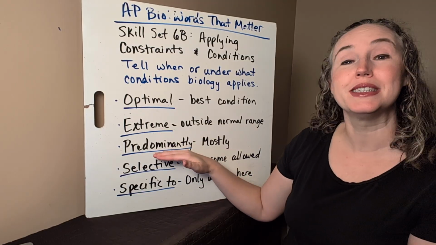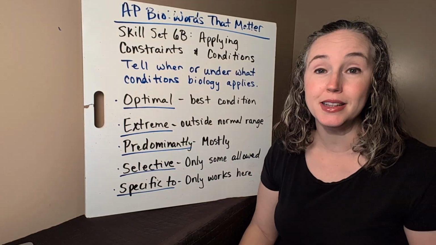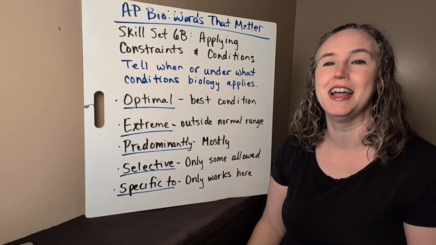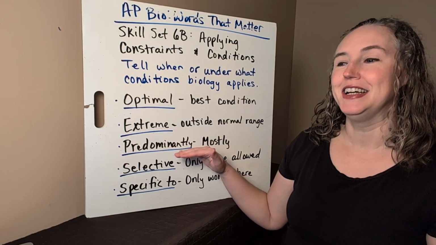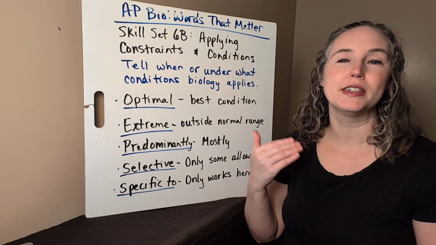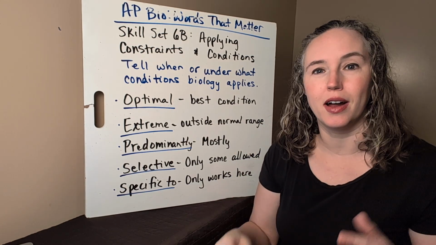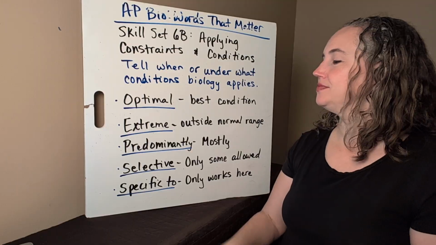Next, we have predominantly. Predominantly is just a super sassy way to say mostly. An example could be water is predominantly found inside cells. So most of what's going on inside a cell is water.